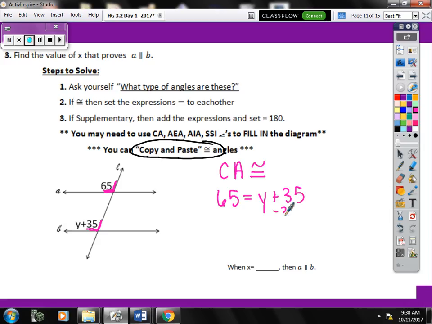And we would subtract 35 on both sides, and we'll get that y has to equal 30. So this should say when y equals 30, then line A will be parallel to line B. So change that x to a y. So it's kind of the same thing we've been doing. It's just changing the order of the statement at the end. Now the next one, as you can see, looks more confusing.